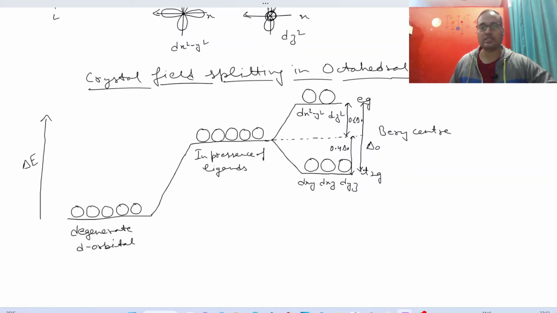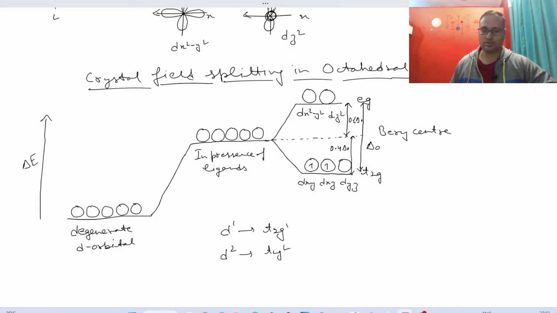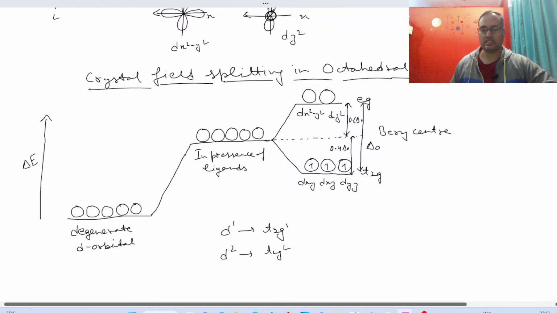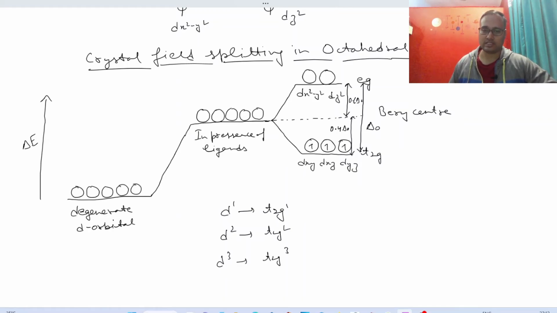Okay, now the turn comes to how to fill the d orbitals in the octahedral complexes. Suppose we have a configuration of d1. We don't have any problem. We fill the electron over here, so the electronic configuration comes out to be t2g1. If we have d2, then the second electron goes into the t2g orbital, that is t2g2. And if we have d3, it comes out to be t2g3. Three electrons go, and in all the three cases, eg will be 0.